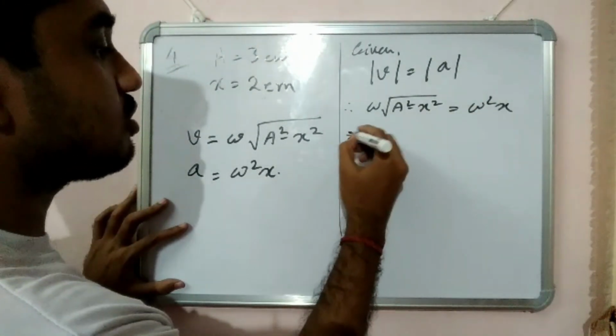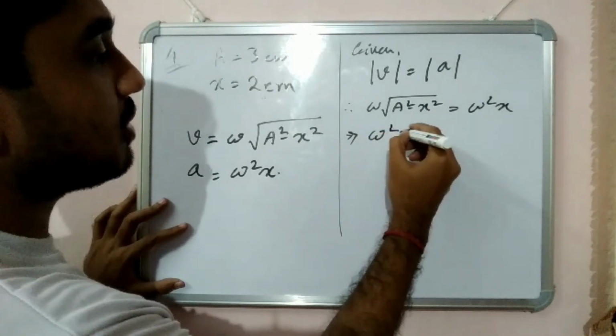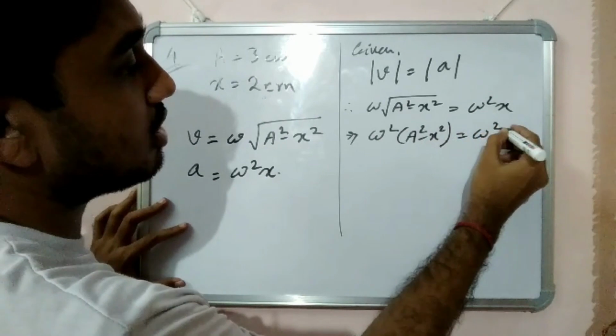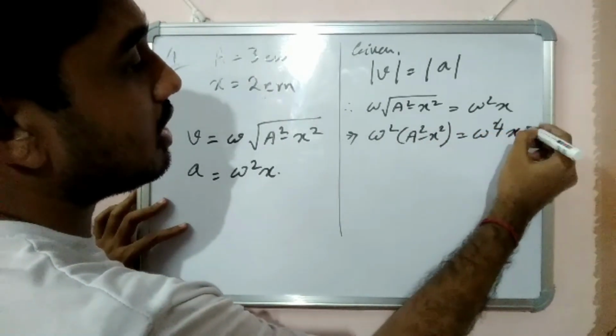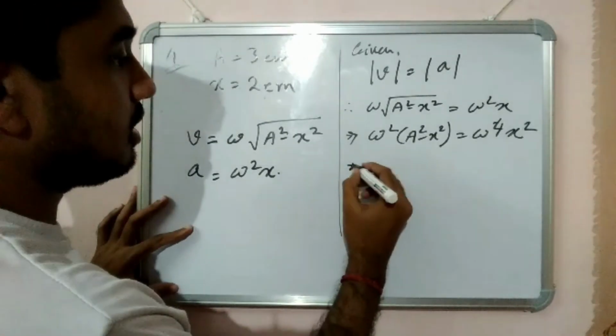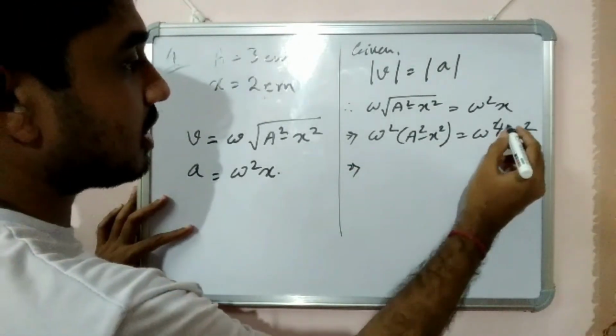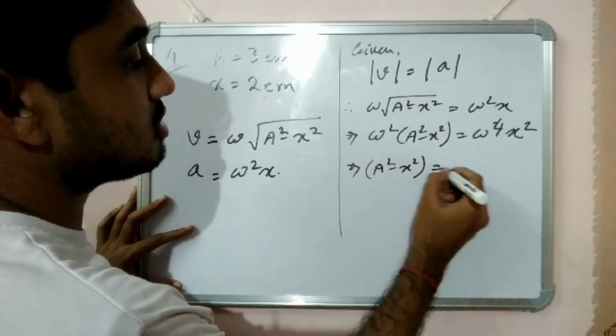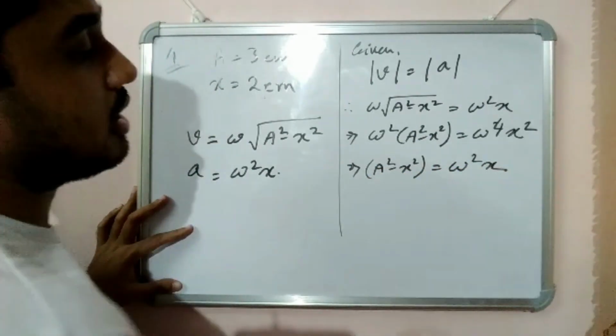Now we are squaring both sides. That is omega square a square minus x square is equal to omega square omega to the power 4 x square, and it will cancel out. A square minus x square is equal to omega square x.